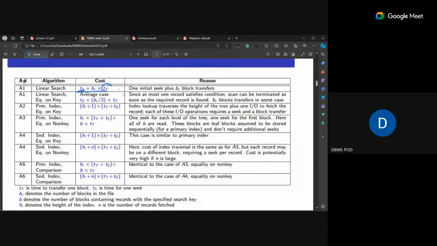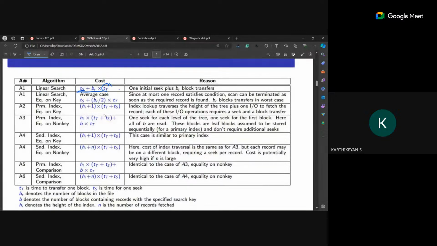And if a key is there, we are taking the average case. So it will be TS plus BR by 2 into TT. Is it clear for everyone? This BR by 2 into TT is not clear. The first one, TS plus BR into TT, is clear. The second: suppose a key is there, you can find it in the first block itself, or you can find it in the last also, right? So you are taking the average case. That's why BR by 2.